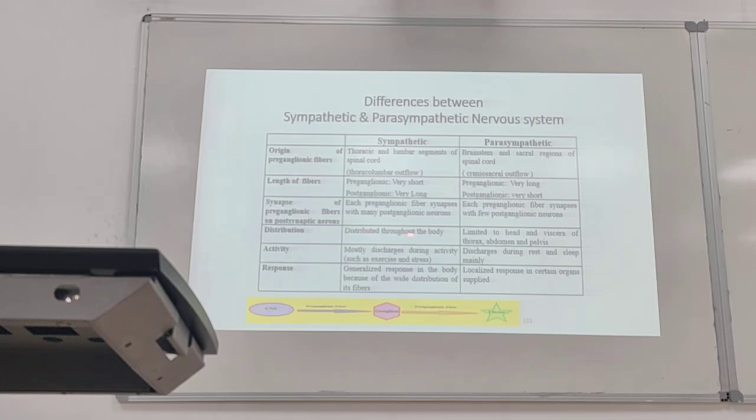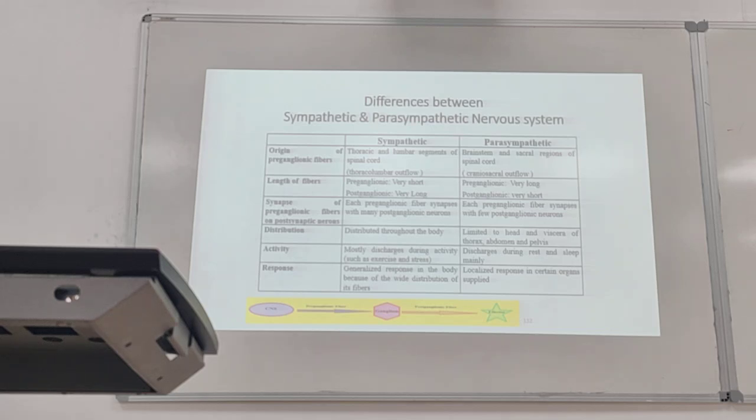Distribution: sympathetic is throughout the body. I need all my body for fighting or for running away. So it is distributed throughout the body. Every blood vessel, every sweat gland. You understand? So it is spread all over the body. To the heart, to the atria, to the ventricles of the heart, to the lungs, to my spleen, to my pancreas, everywhere it is there.